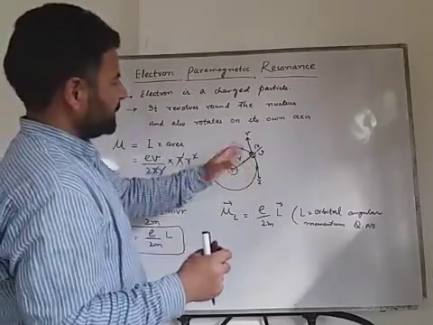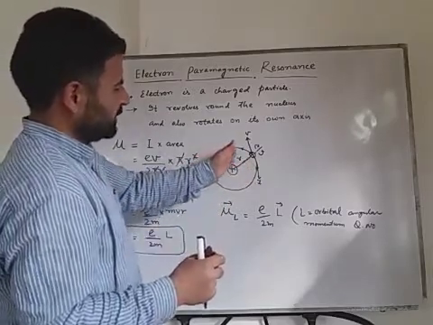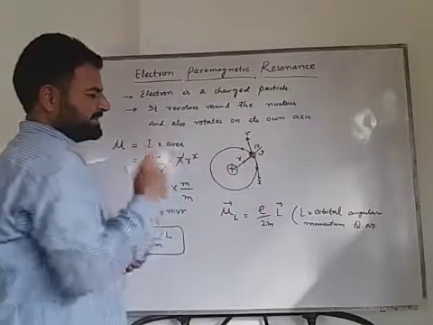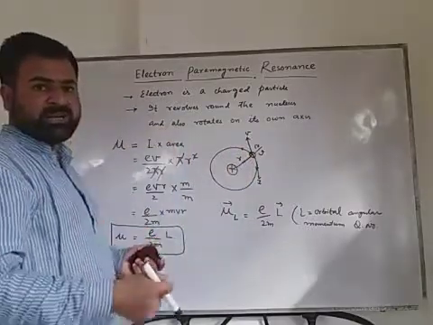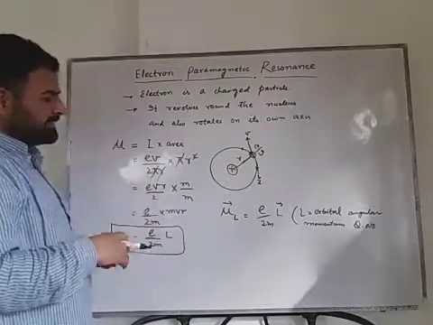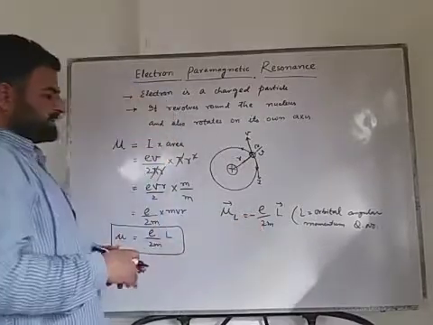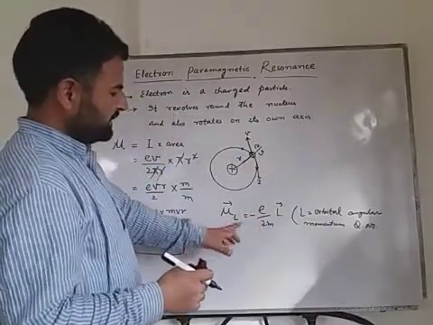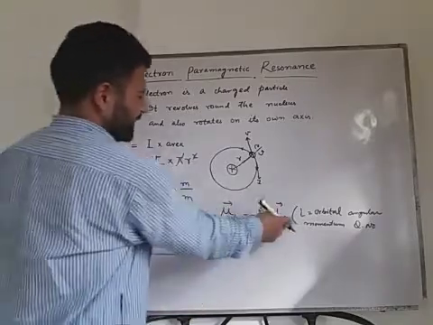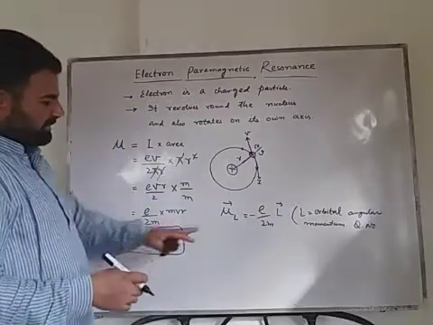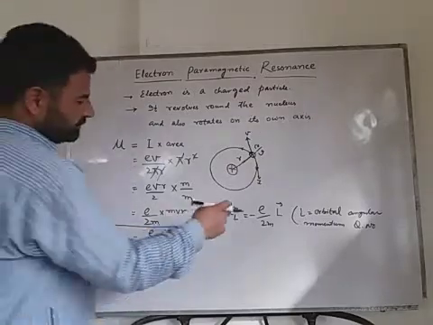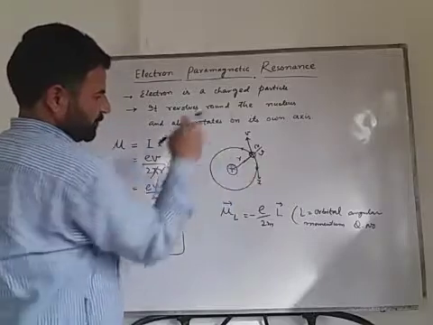That means when orbital angular momentum was out of the plane, the magnetic moment is inside the plane. That means orbital angular momentum and the orbital magnetic moment are opposite in direction. When they are opposite in direction, we put a minus sign here. So orbital magnetic moment will be given by negative of E by 2m times the orbital angular momentum. This is for the orbital motion of the electron.